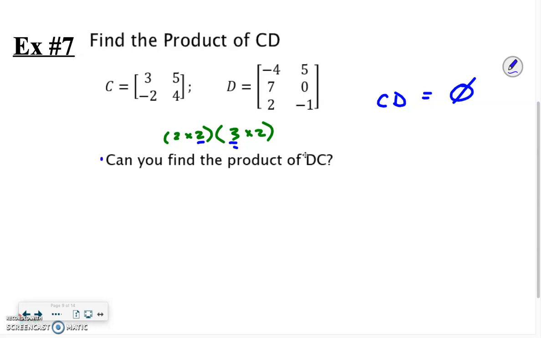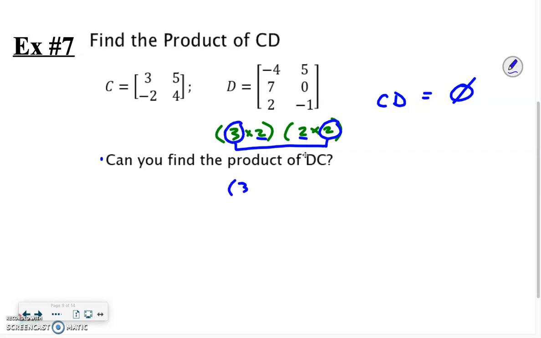So the follow-up question to that is, can you find the product of DC? Well, that's going to change some things, specifically the order. So now matrix D, my 3 by 2, times matrix C, my 2 by 2, that's going to change enough to where now, yes, the middle terms do match. And I understand that we're going to be creating a 3 by 2 matrix.